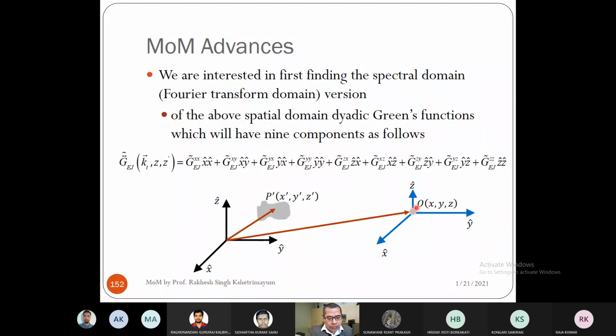So we have two coordinate systems, one for the source and one for the observation. The source coordinates are denoted by x dash, y dash, z dash. Observation coordinates are denoted by x, y, z. Source, in our case, is the current density. J, current density, is the source and observation is the electric field.